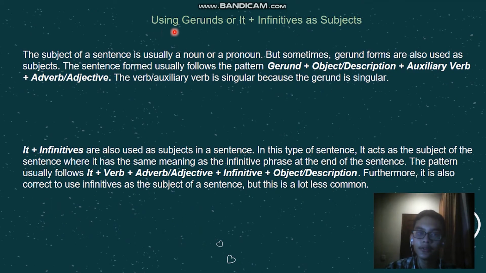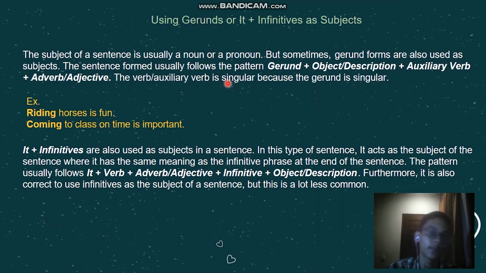And then we can use gerunds or it plus infinitives as subjects. The subject of a sentence is usually a noun or pronoun, but sometimes we can also use gerunds as subjects. The sentence usually follows the pattern: gerund plus object or description, plus verb, plus adjective. The verb is singular because the gerund is also singular. For example, riding horses is fun, or coming to class on time is important. Here we use is because it is singular, and riding and coming are the subjects.